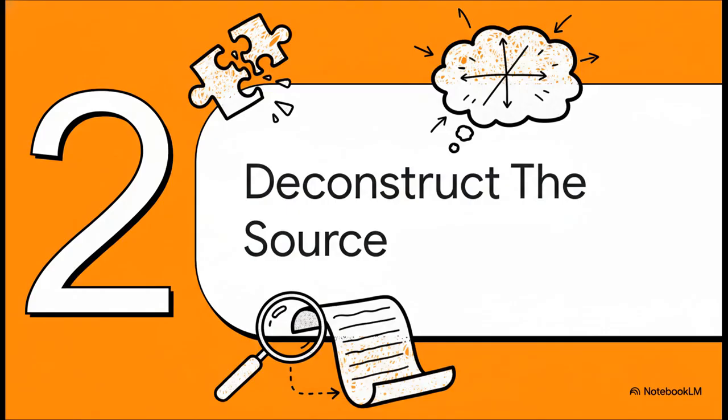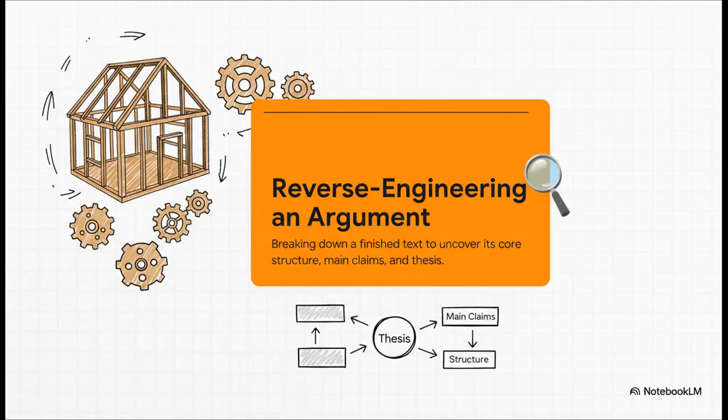Well, surprisingly, it's not with your own ideas. The very first step is to become an expert on the argument you're supposed to be responding to. You have to deconstruct the source material first. And we do that with a process called reverse engineering. You're basically taking a finished piece of writing and taking it apart, like a mechanic with an engine, breaking it down to its studs to see how it was built. You're looking for its core structure, its main claims, and of course, its central thesis.